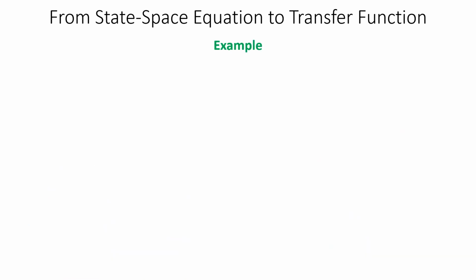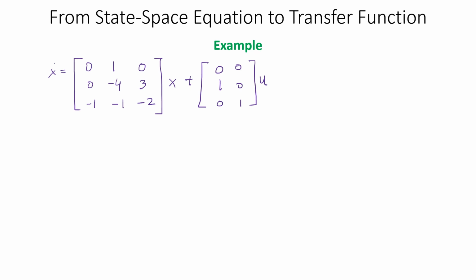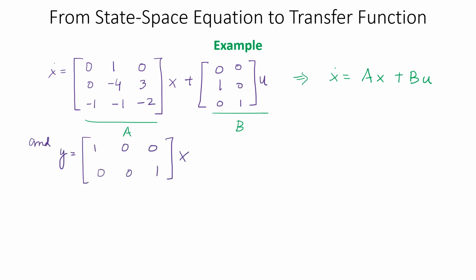We'll solve one example to further illustrate the process. This is the state space equation, which obviously represents x dot equal to Ax plus Bu. So you can identify readily that this is the matrix A and this is the matrix B. And the output equation is defined like this, which says y is equal to Cx plus Du, but in this case D is equal to 0.